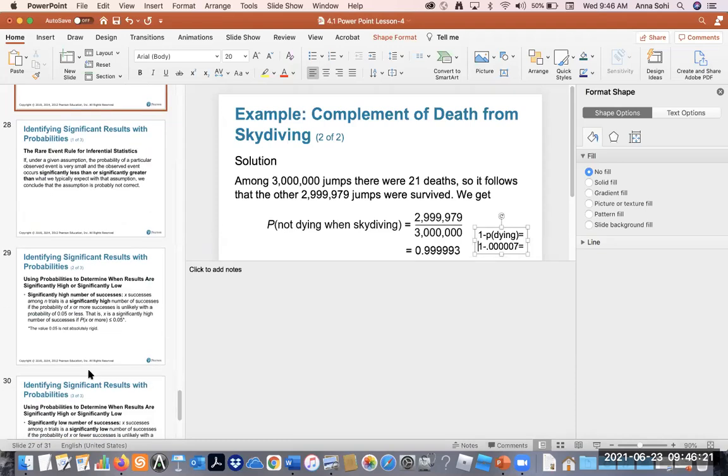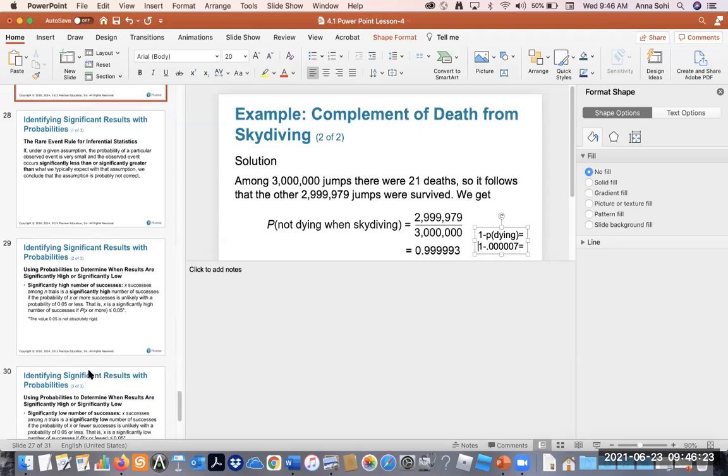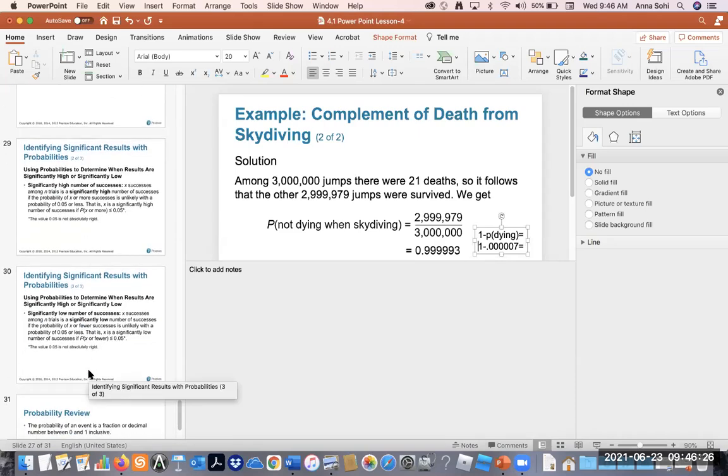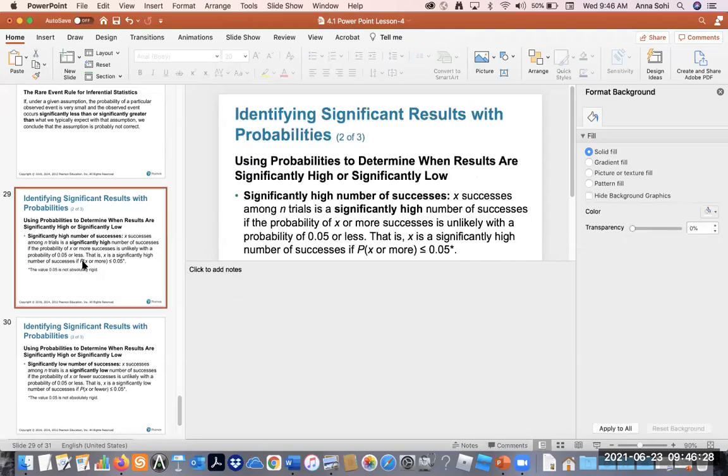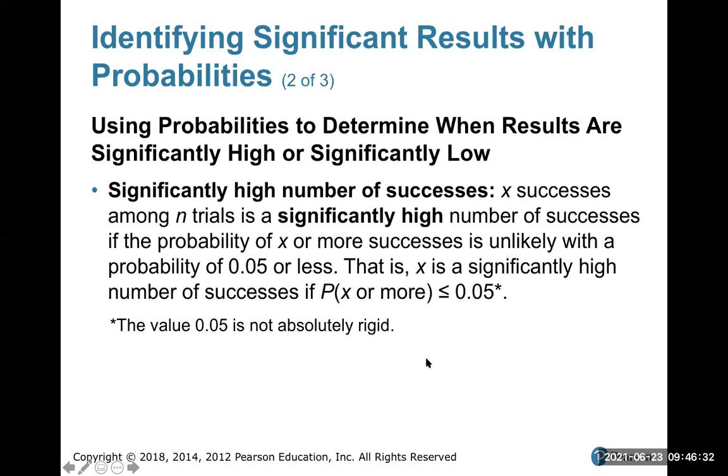Okay. So now I want you to look at this page. Just using probability to determine something is significantly low or high. So look at this one for a minute.